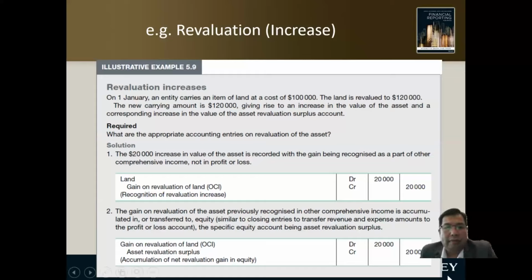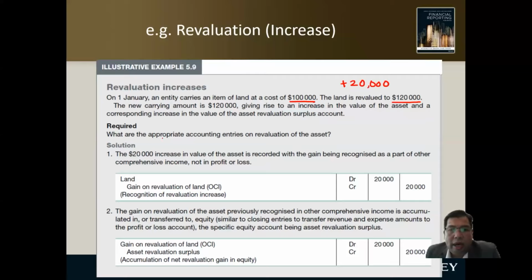Let us look at this example. On 1st January, an entity carries an item of land at a cost of 100,000. So this is land, a non-depreciable asset. The land is revalued to 120,000, meaning plus another 20,000. You found that the value of land increased by 20,000 to 120,000. So the new carrying amount of this land is 120,000. It gives an increase in the value of the asset. An increase in the value of an asset is a gain.